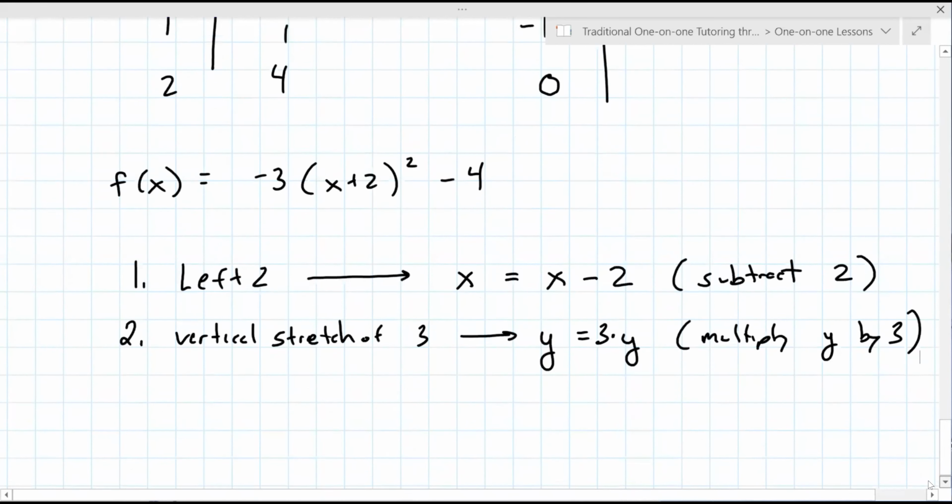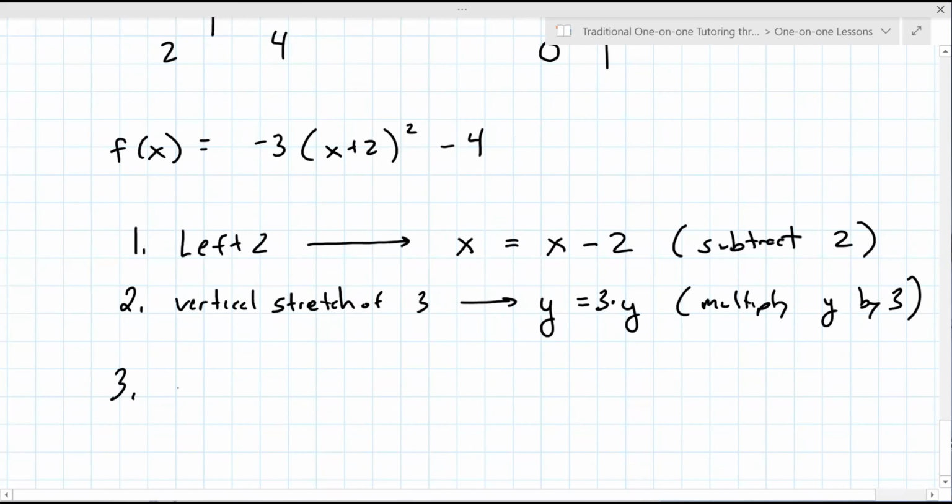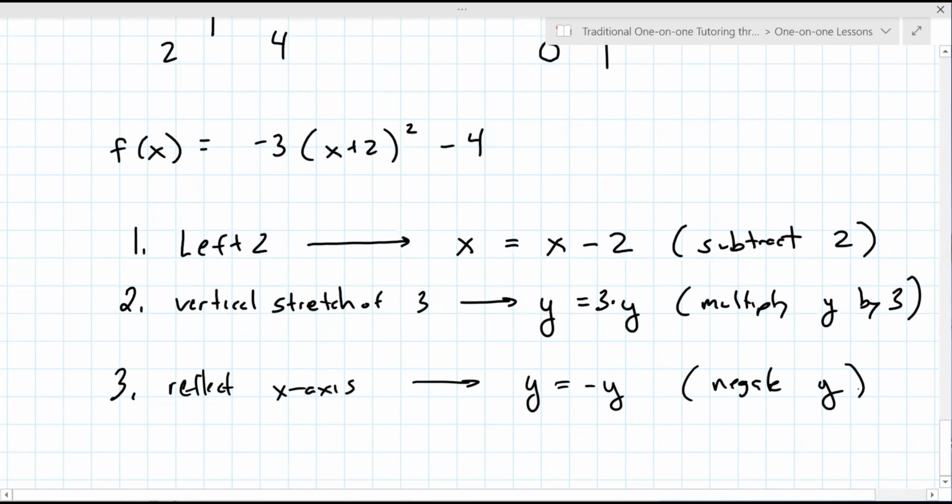And then that's 12. So instead of 1 and 4, it's 1 and 12. Then reflect. Do you see, reflect means y becomes negative y, or you negate y, because it could be positive or it could be negative. So is this getting flipped over the x-axis? Yes. So it was 12. Now you negate it. It becomes negative 12. Do you think you'd be able to show me this on the Desmos?